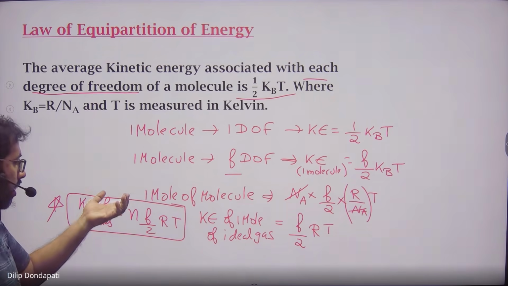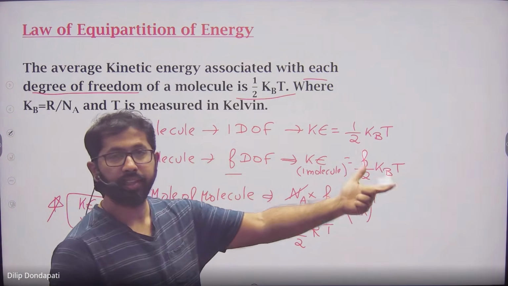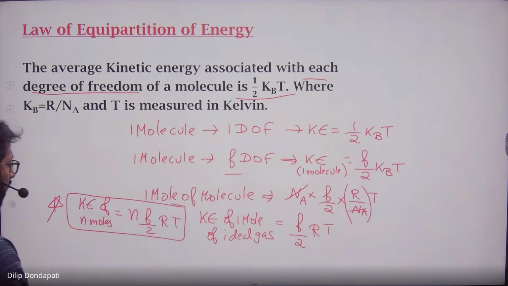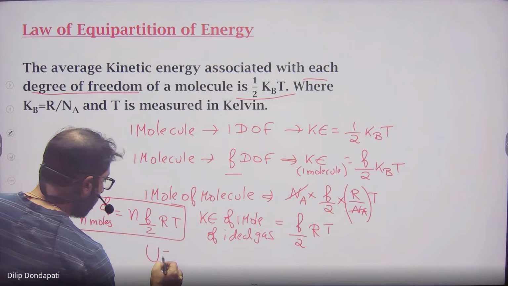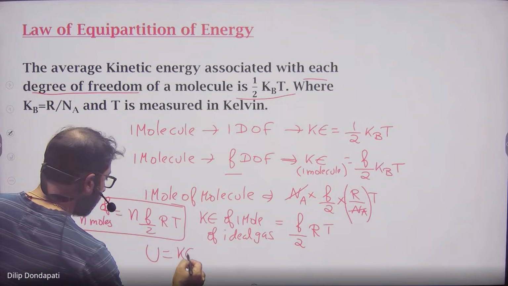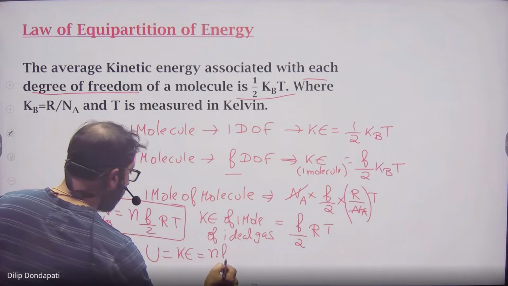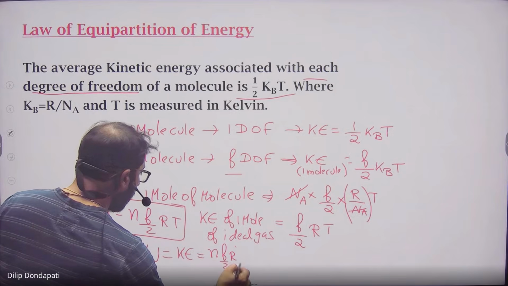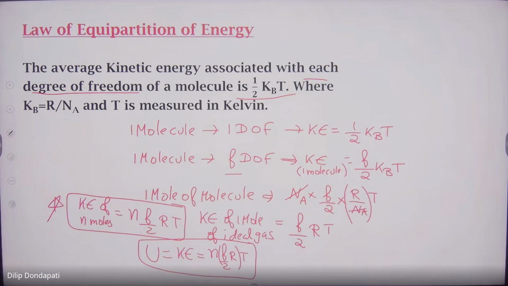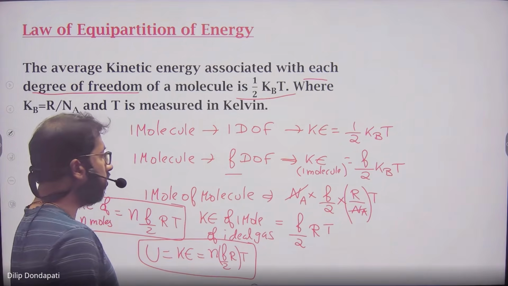Now I already said the internal energy is nothing but kinetic energy. Therefore, we have the internal energy formula, the first formula of internal energy in thermodynamics. Internal energy or kinetic energy, both are the same, is n into F by 2 RT. This is the first formula we learned. kB is the Boltzmann constant, that is why we wrote R by Na.